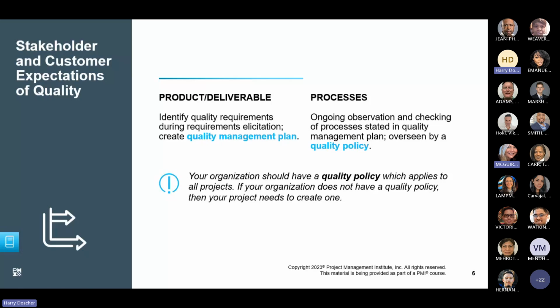Your overall organization should have a quality policy, either a number of defects, Sev 1 or Sev 2 defects that can be shipped with the product, or something along those lines for construction. And one big thing, if your organization doesn't have a quality policy that applies to the project that you're working on, you need to create one. It's in your best interests. It's one of the requirements that you need to fulfill.